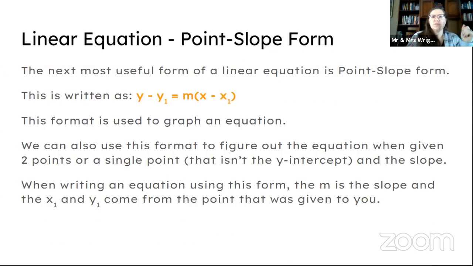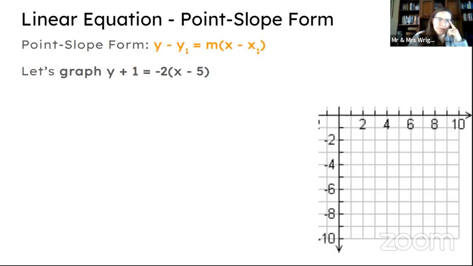All right, so let's move on to point slope form. Now, this one is very helpful as well, because sometimes you're given 2 points instead of a point and a y-intercept. And that's where this one's going to come into play for us. We're going to use it to graph an equation. We're going to use it to build the equation from information we're given. And we're going to use it to find some information. So let's look at it with graphing.